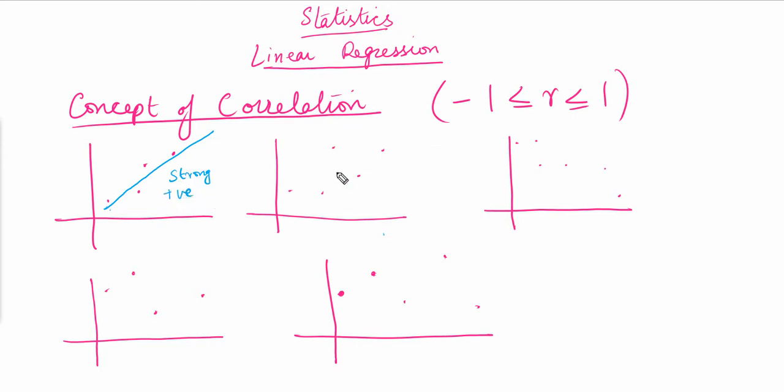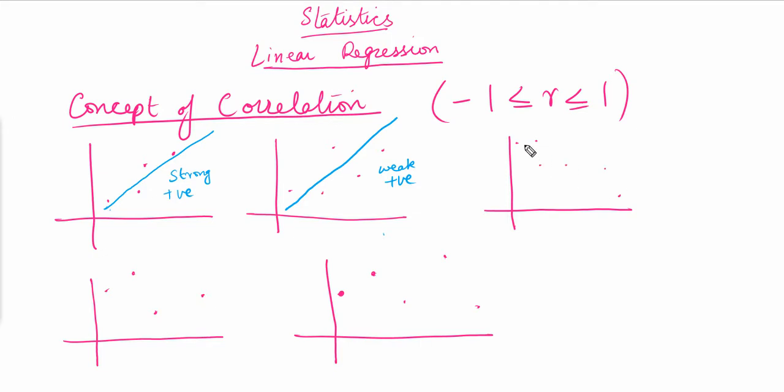Now here, if we draw the line of best fit, you can see it is showing us a positive gradient, but in this line the points are away from each other. So it is a positive correlation, but it's a weak positive correlation. So we will write it as weak positive correlation. Now let's move to the next one.